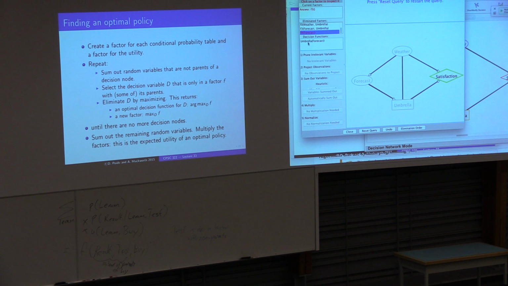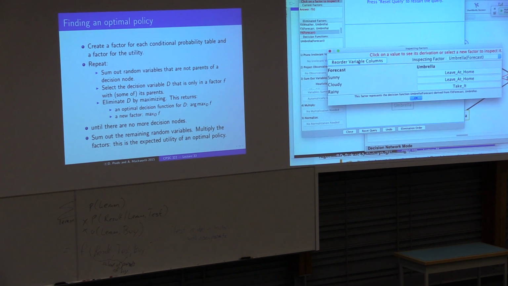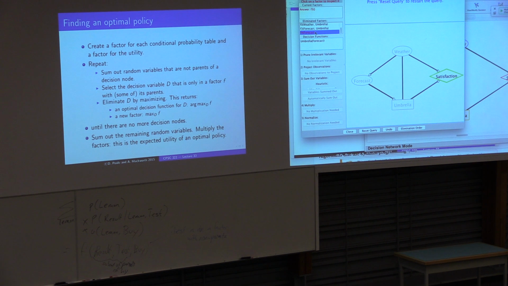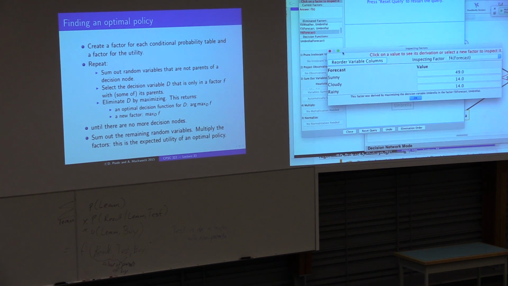And this is the optimal decision function, and this is the new factor. We're going to maximize. And we can maximize this only when we know the forecast, because we're going to observe the forecast before we act. So we can actually implement this.